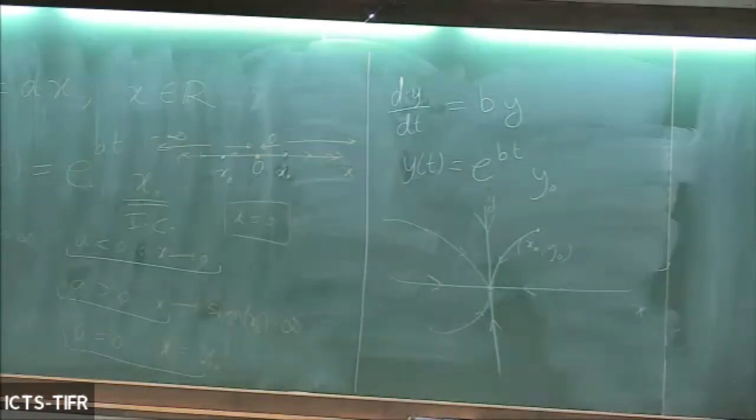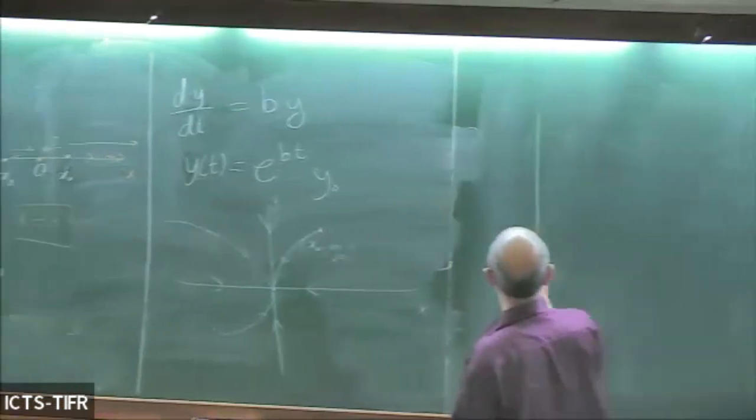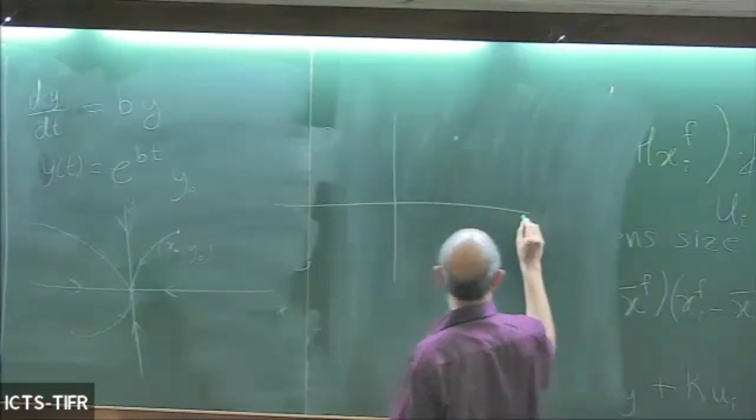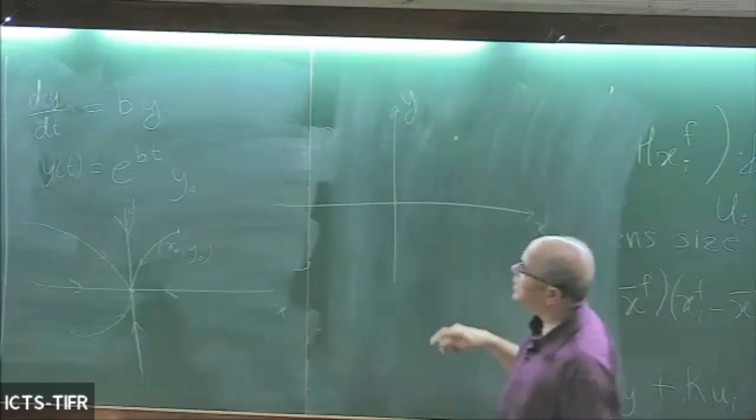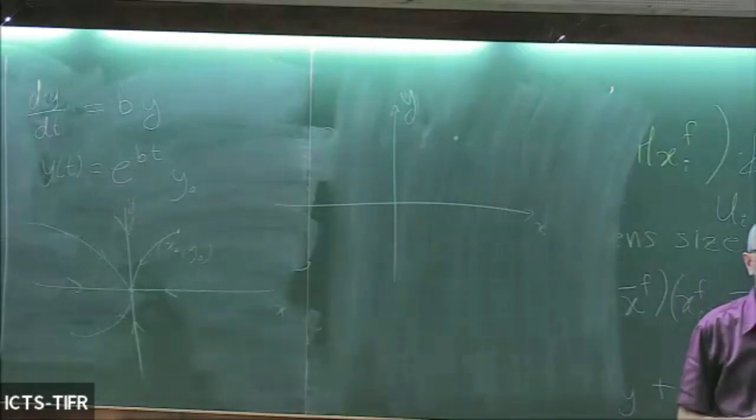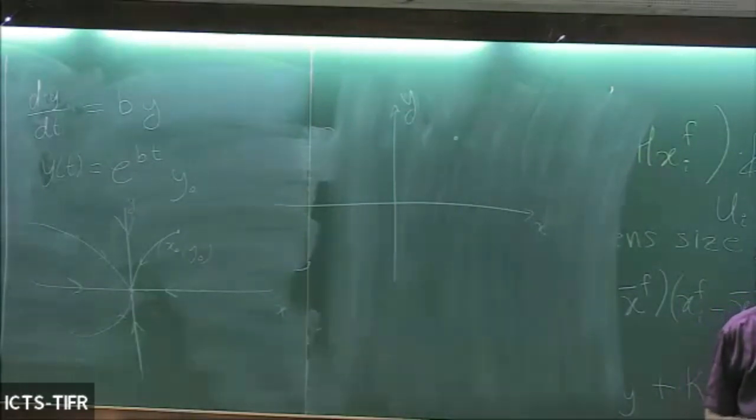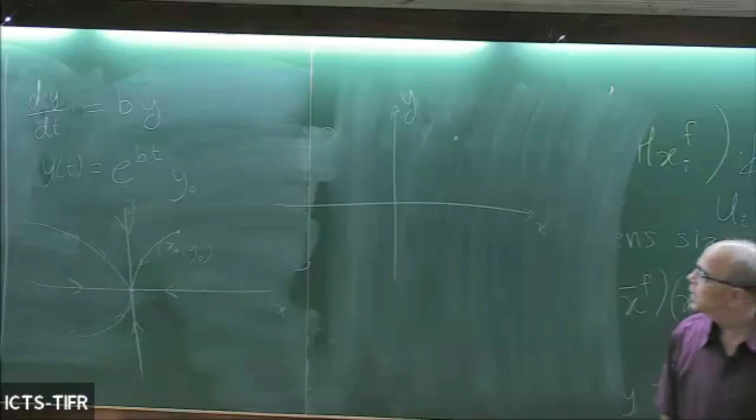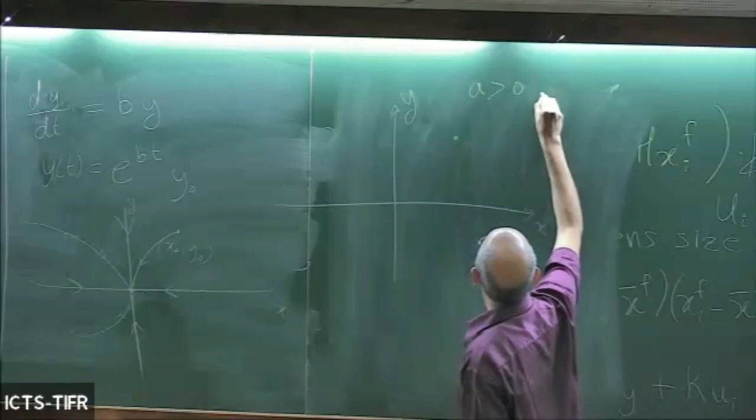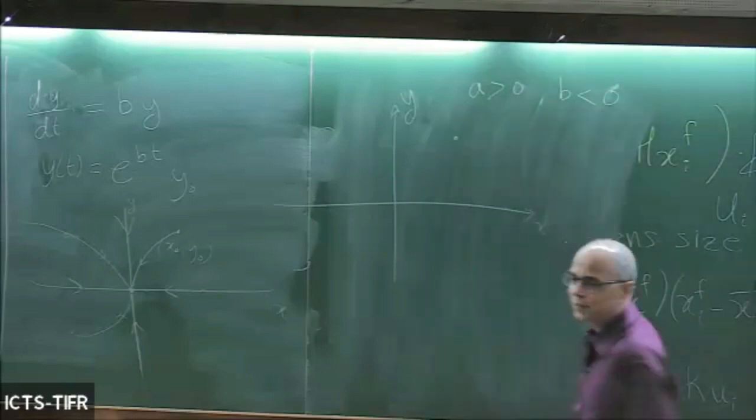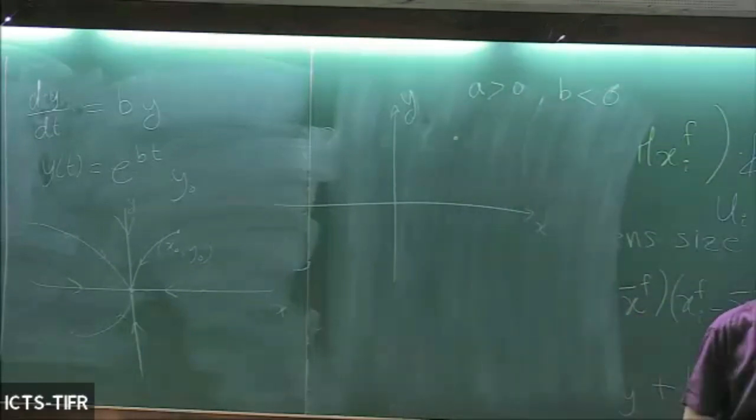Now, the interesting case would be, of course, as you can imagine, when A is positive, let's say, and B is negative. What will happen in that case? I need a new picture for that. So I start somewhere here. A is positive, B is negative. What happens to the x component? Let me write it down, otherwise I'll forget. A is positive and B is negative. What happens in that case?